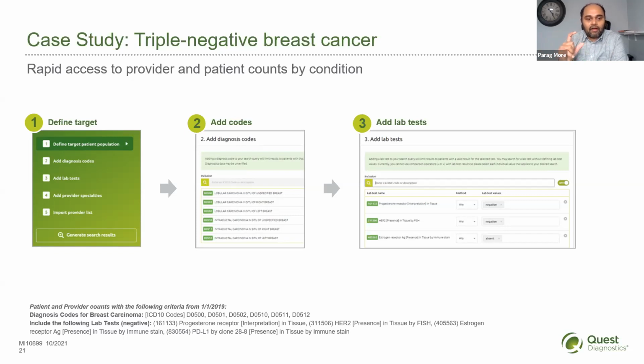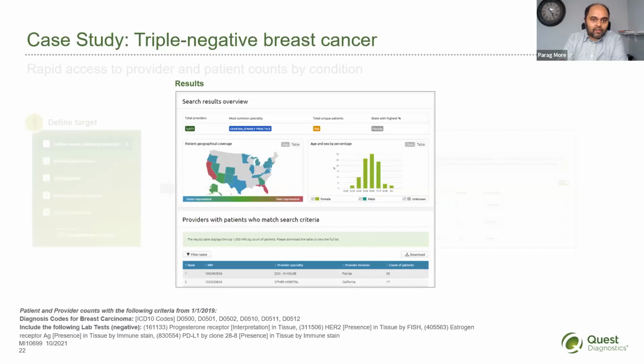In this case, you're adding the inclusion criteria for progesterone receptor in tissue or HER2, and whatever criteria you want to find, and also what the result of that was. In this case, we're looking for triple negative, so having those negative tests, but the confirmed diagnosis is for breast cancer. Once you build your cohort definition, you're able to find out where the patient population is, what the distribution of the patient population is by age and gender, and also who the providers and the care team caring for these patients are.